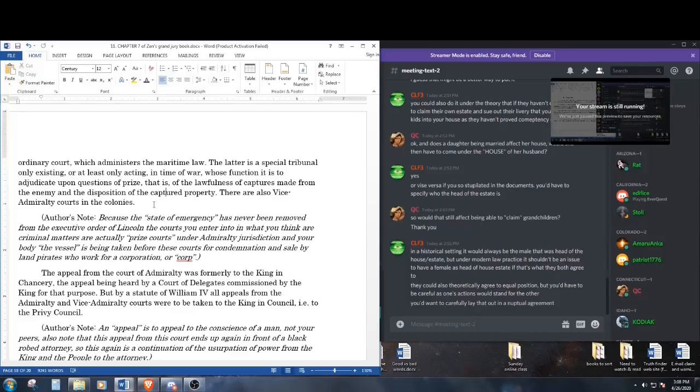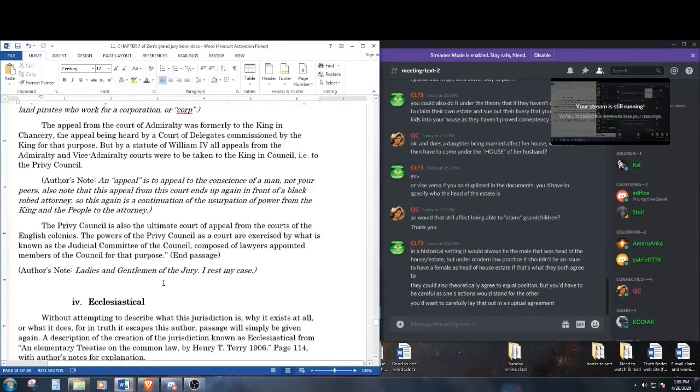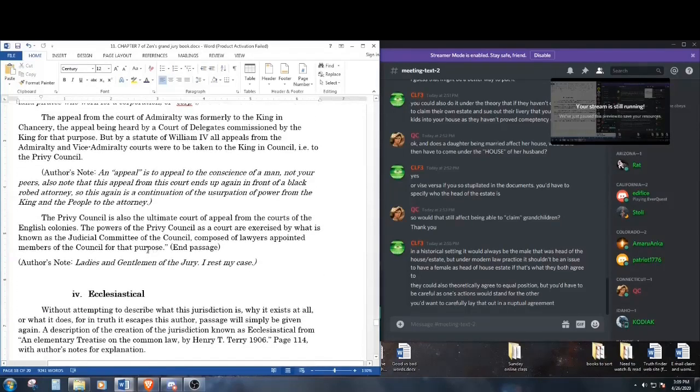So to continue, the appeal from the Court of Admiralty, this goes back to the book now. The appeal from the Court of Admiralty was formally to the King in Chancery, the appeal being heard by a court of delegates commissioned by the King for that purpose. But by a statute of William IV, all appeals from the Admiralty and Vice Admiralty courts were to be taken to the King's Council, i.e. to the Privy Council. Note, an appeal is to appeal to the conscience of a man, not your peers.